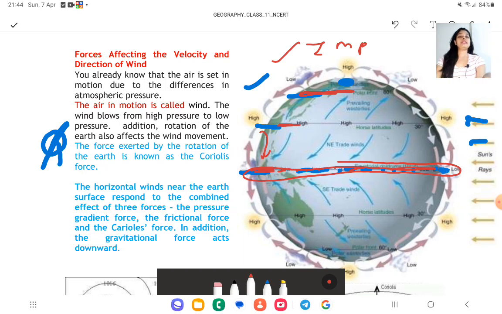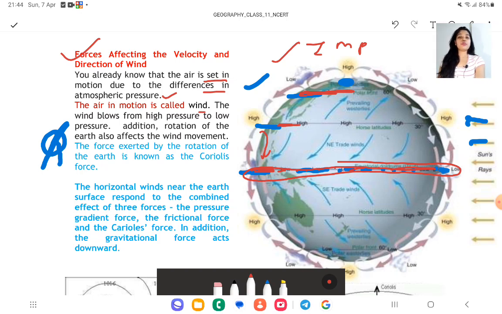Forces affecting the velocity and direction of winds. Now we will see what are the factors which are affecting the velocity and direction of the winds. You already know that the air is set in motion due to the differences in atmospheric pressure. Wind always blows when there is a difference in pressure. If there is no difference in pressure, then you will not have wind blowing from one direction to another. So the air in motion is called wind.